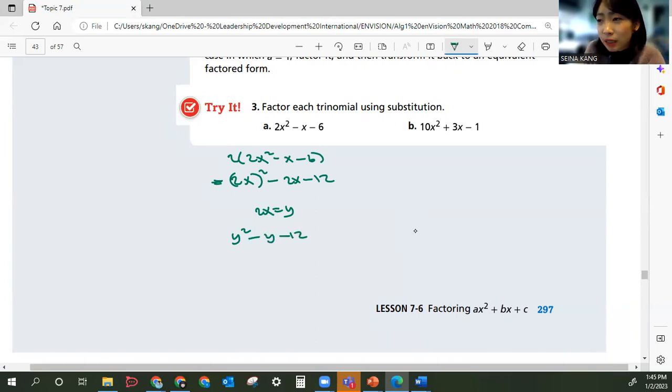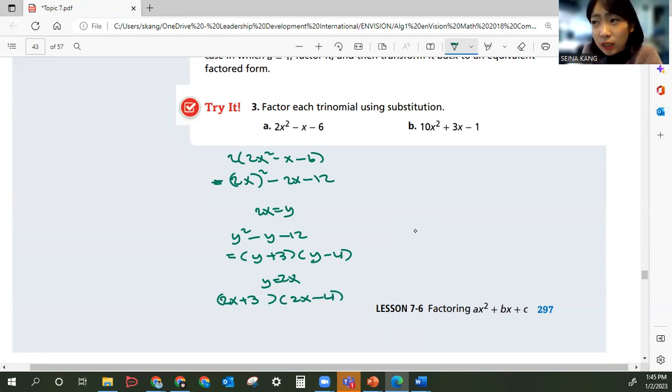And now it's easy to factor, right? The factors of negative 12 that add up to negative 1 would be positive 3 and negative 4, right? So y plus 3 times y minus 4 would be the factors. And then we're going to substitute back, right? So remember, y is equal to 2x. So we're going to have 2x plus 3 times 2x minus 4.